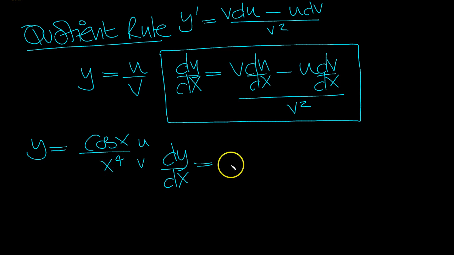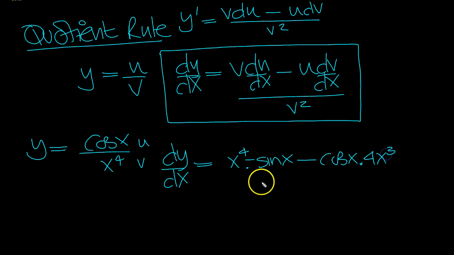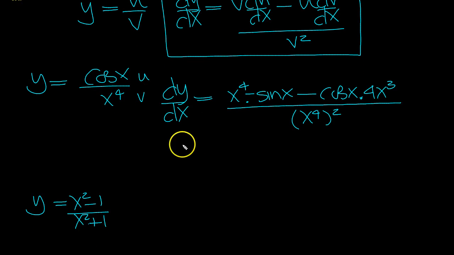So it's v times du, cos goes to minus sine, minus u, cos x, times dv, which is 4x cubed, over v squared. x to the 4, oops, squared. Sorry about the dogs. So what have we got here then?